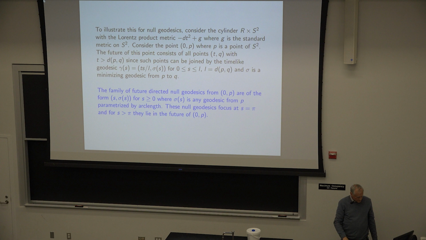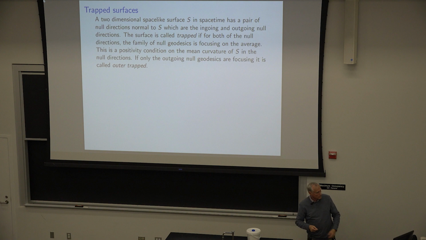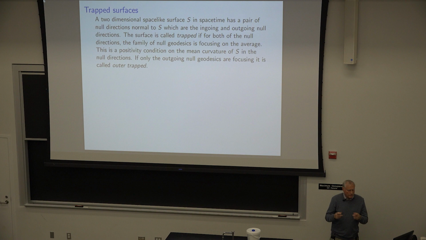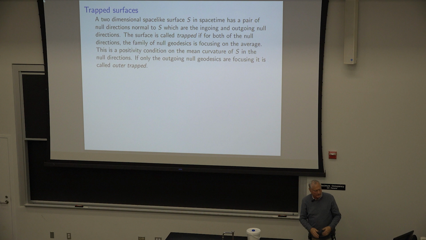Okay, and so one other notion I need. If I take a two-dimensional space-like surface in a four-dimensional space-time, then the normal space is a two-dimensional Lorentz manifold. And so it contains a pair of lines which are null. The null cone intersected with the normal plane is just a pair of lines. And so those two lines, once we fix a future direction, those two null directions are called ingoing and outgoing null directions, and we can look at geodesics in those directions.